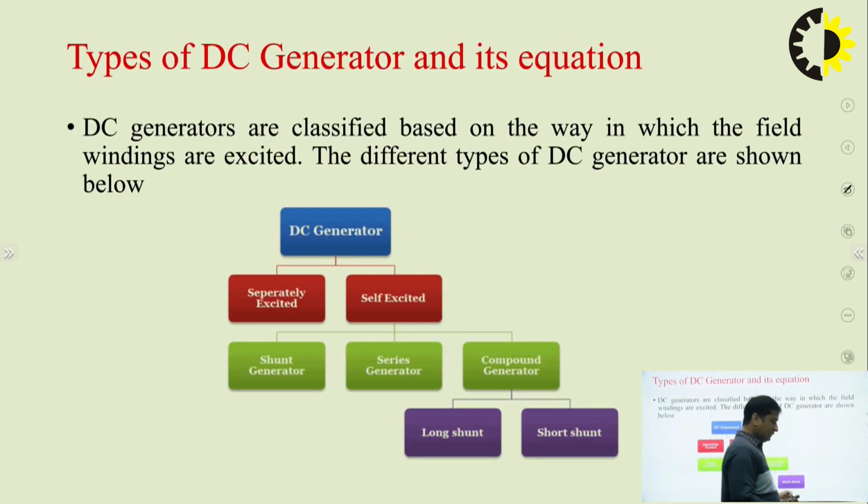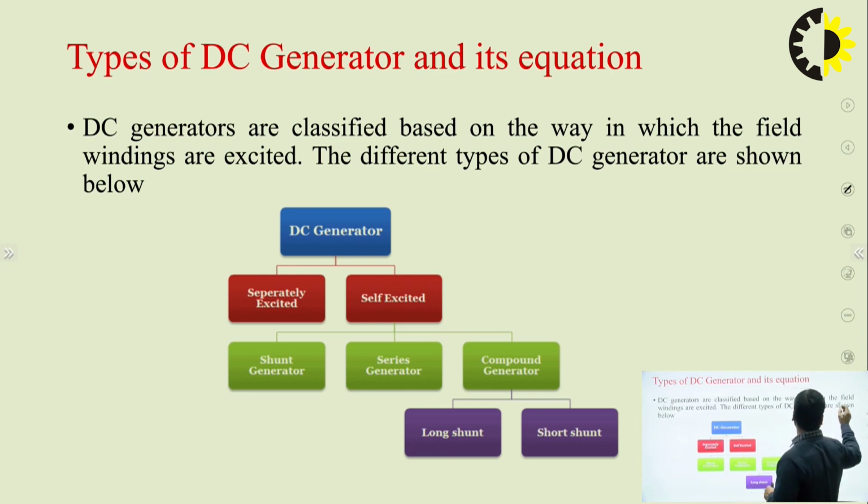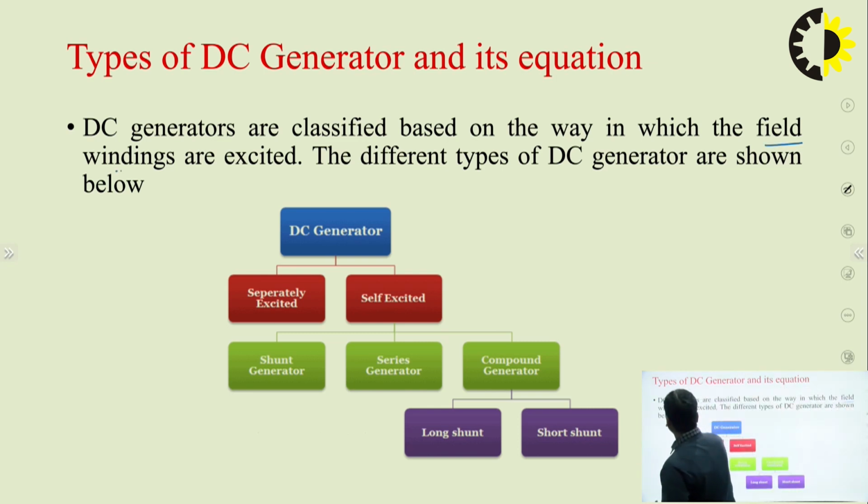Now after the EMF equation, the types of DC generator. DC generators are basically classified based on the way in which the field winding is excited or connected. Generally, DC generators are separately excited, or they may be self-excited. So based on how the field windings are excited, we classify them.